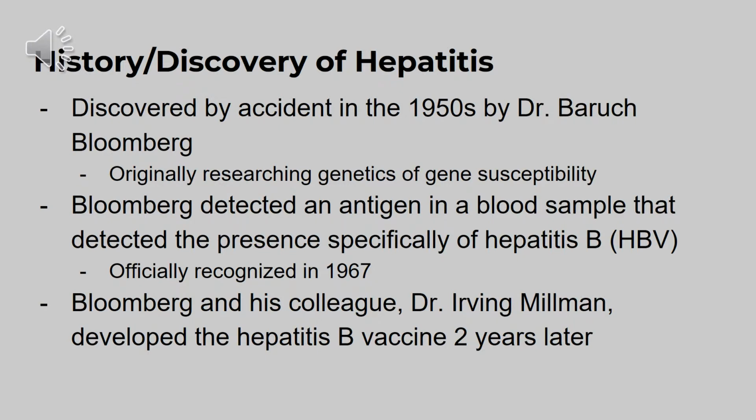Hepatitis was first discovered in the 1950s by Dr. Baruch Blumberg, and this was discovered by accident when Blumberg was researching genetics of gene susceptibility. Blumberg was able to detect an antigen of hepatitis B virus, or HBV, in a blood sample that he was analyzing. This virus was officially recognized in 1967, and 2 years later, Blumberg and his colleague Dr. Irving Millman were able to develop a vaccine for hepatitis B.